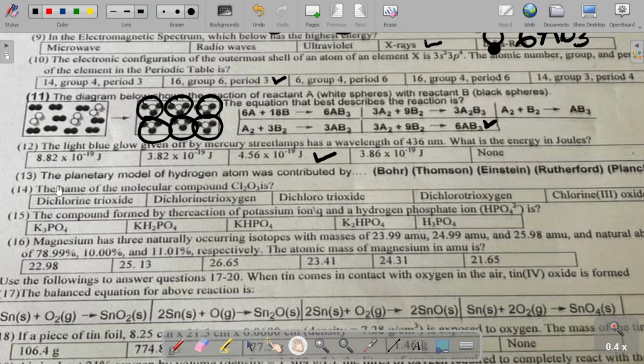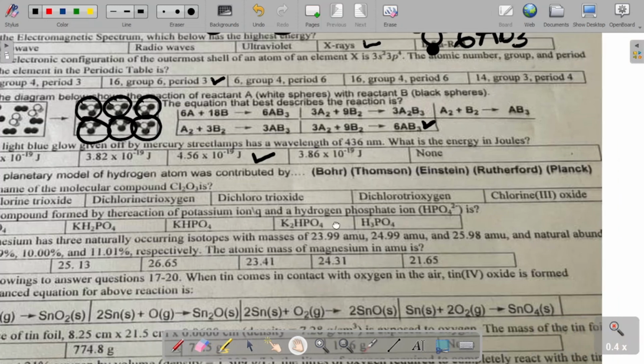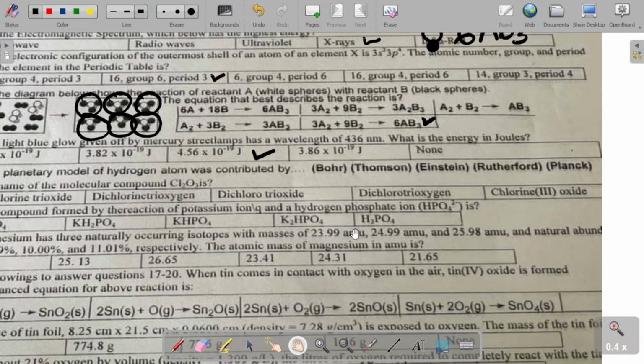Okay, number 13. The question says, the planetary model of hydrogen atoms was contributed by who? The answer to that question is Niels Bohr. So I'll choose Bohr. I'll just come here and tick Bohr. That's the answer.